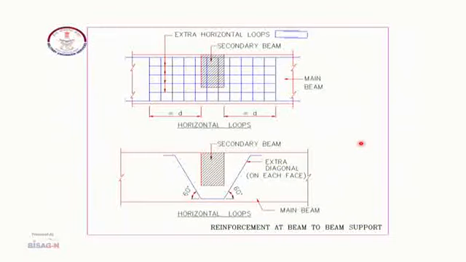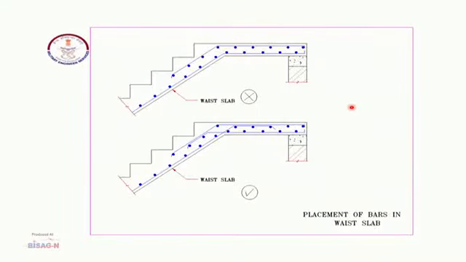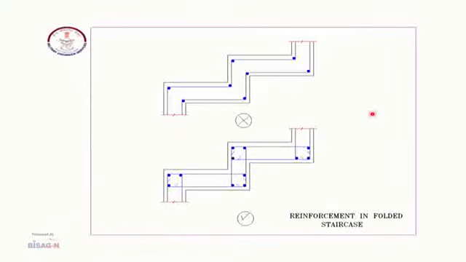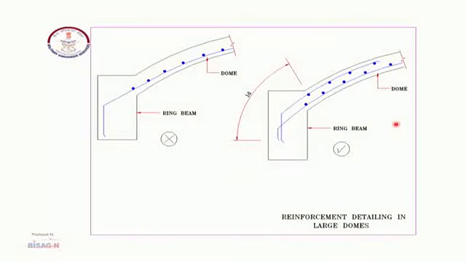This is for beam to beam support, where there are provisions. This is the correct reinforcement detailing, this is incorrect. In case of a staircase, this is the correct provision, this is not the correct provision. You can see these and use them whenever you are executives, they are very important.